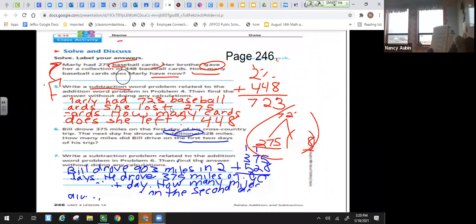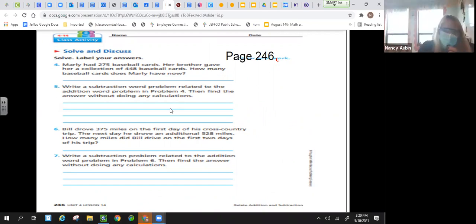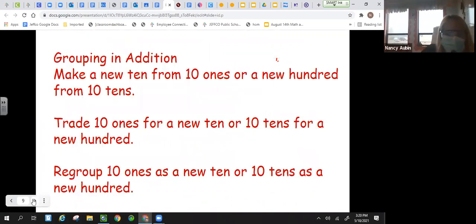So we have been relating addition and subtraction because the nice thing about it is you don't have to do the calculation. You can use your addition to help you with your subtraction, right? We would have found out that what he drove on the second day would have been 528 miles. It would have been nice and easy.